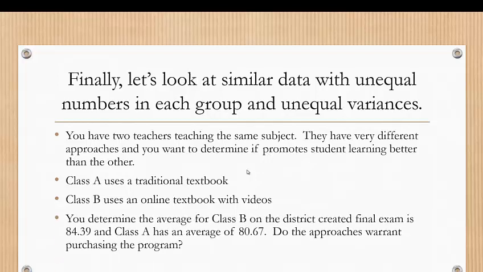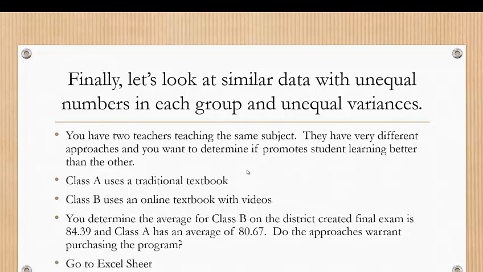So let's say we have determined the average for Class B on the district-created final exam, and we're going to assume that the final exam is a reliable, valid instrument. The average for Class B was 84.39. In Class A, the average was 80.67. So, the question is, do we purchase the online textbook? Here's that thing we've been talking about. On the surface, yes, it looks like we do, but we need to look at statistics and see if there's actually a statistical difference between the 2 groups.